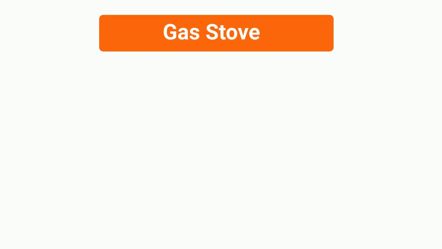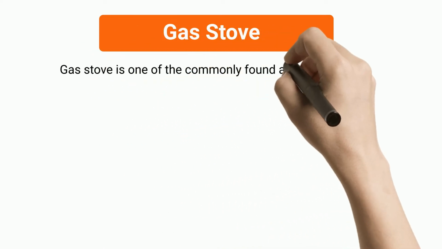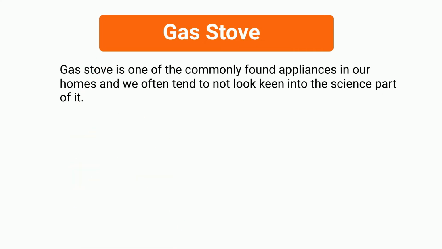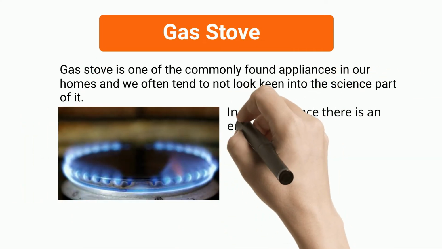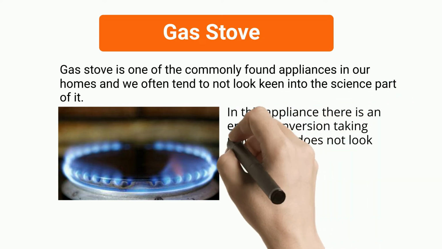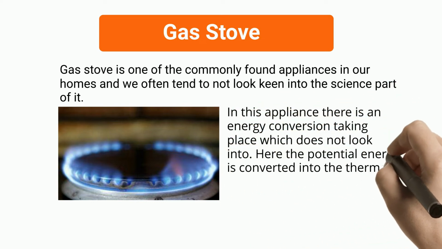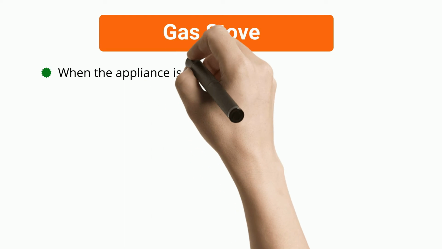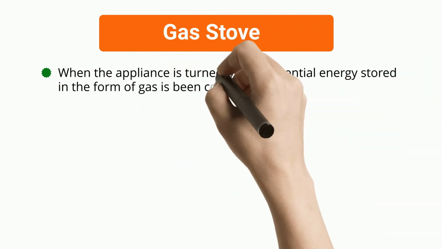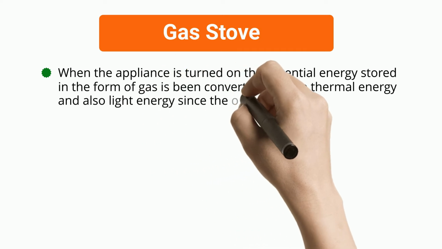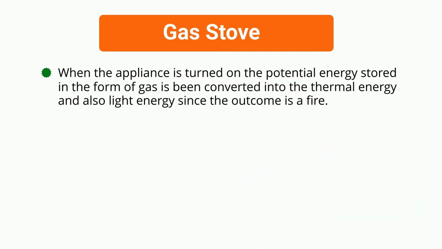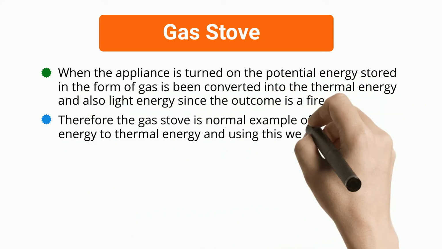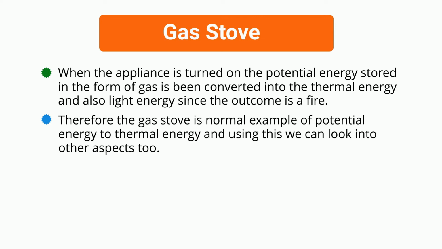Gas stove. Gas stove is one of the commonly found appliances in our homes, and we often tend to not look keenly into the science part of it. In this appliance, there is an energy conversion taking place which we do not look into. Here the potential energy is converted into thermal energy with the help of an external object. When the appliance is turned on, the potential energy stored in the form of gas is converted into thermal energy and also light energy, since the outcome is a fire. Therefore, the gas stove is a normal example of potential energy to thermal energy, and using this we can look into other aspects too.